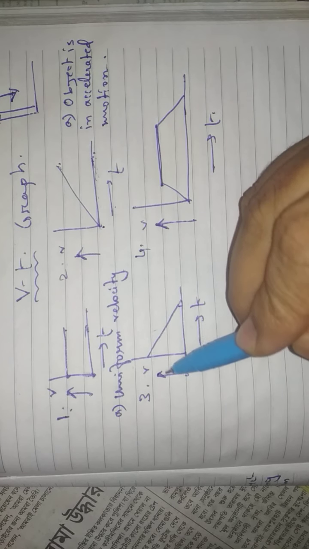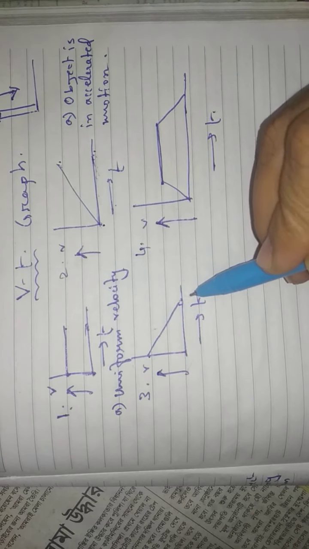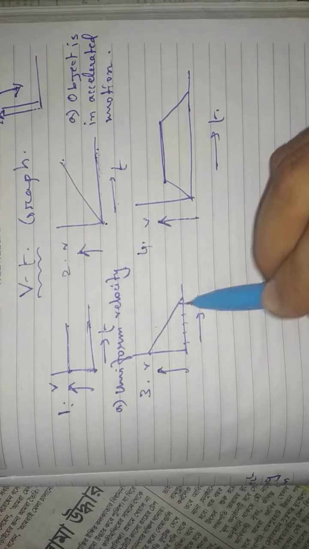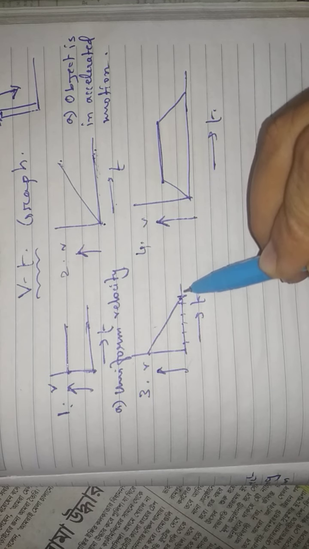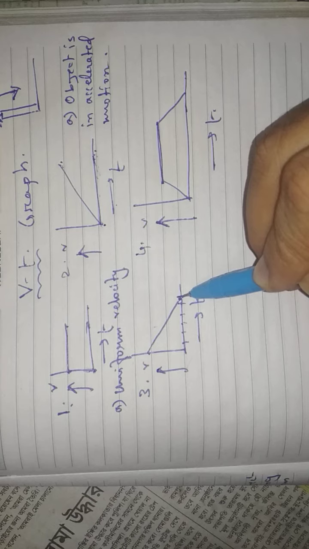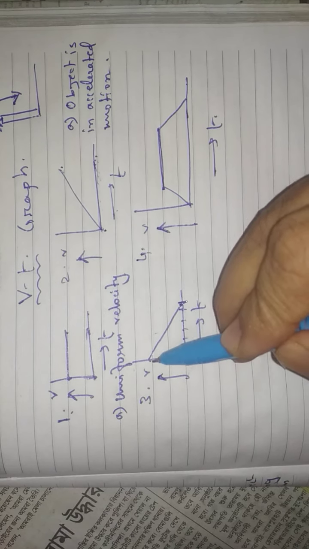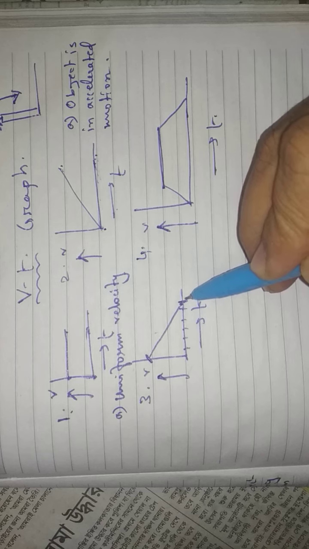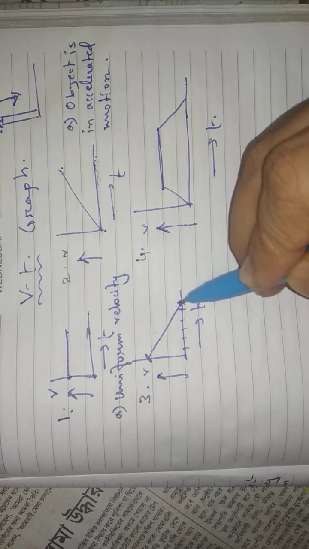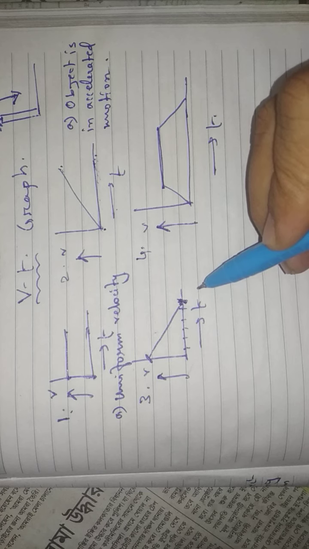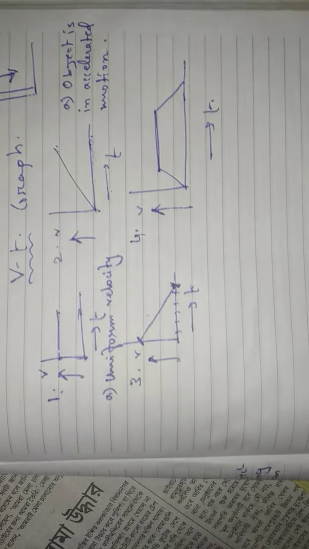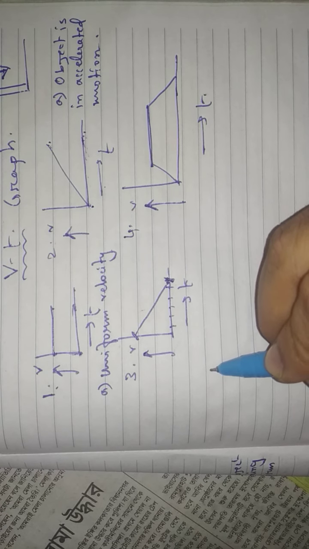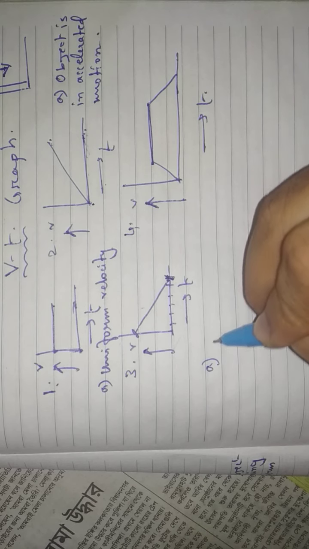And graph number 3, again the velocity versus time graph. Look, with the passage of time, velocity is decreasing, and at the end of this time, velocity is 0. So here initially the velocity was maximum, and at the end of time t, the velocity is 0. This is also an accelerated motion, but we will say this is not accelerated, this is decelerated motion.